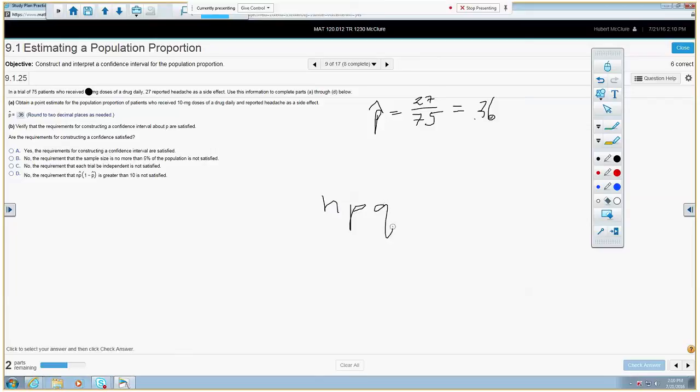NPQ. Well, we have to find Q. Q hat is equal to 0.64. All right, so crank that out. What is N in our problem? 75. So 75 times 0.64 times 0.36. Tell me what you come out with.